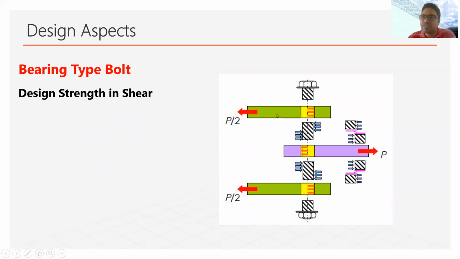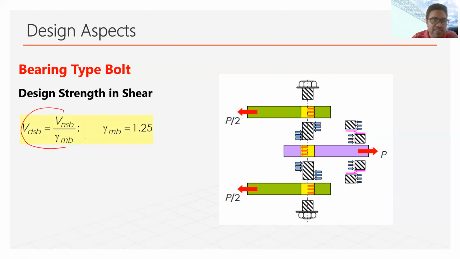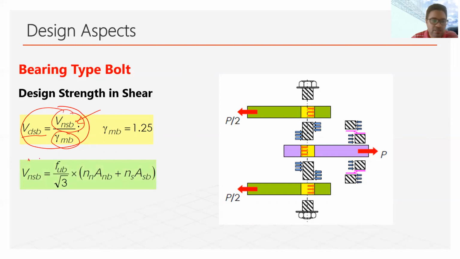So now if we try to determine the value of the shear strength of the bolt. For a single bolt, the design shear strength can be determined using this formula. Here VDSB is the design shear strength of the bolt, VNSB is the nominal shear strength of the bolt, and gamma MB is again the safety factor. Now the major thing is how do we determine this value? The formula for this is already given in the IS code, and it is this: VNSB is equal to FUB, NN, ANB, and NS.